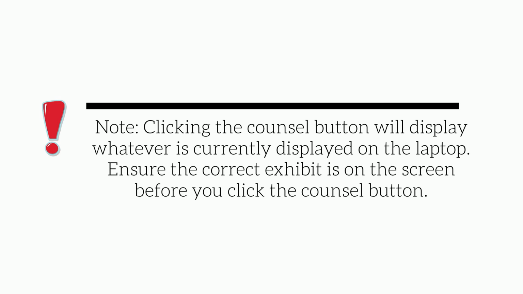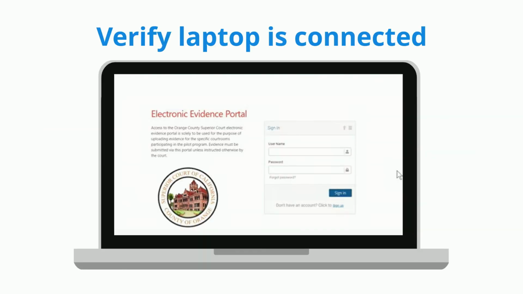Contact the courtroom personnel immediately if exhibits do not display after clicking the Counsel button, or if there are any issues with the volume. For parties appearing remotely for their hearing, contact the courtroom personnel for further instructions. Proceed with the following steps when you are ready to display exhibits. Ensure the laptop or device used to access the portal is connected to the evidence presentation equipment. If the laptop appears to be malfunctioning or off, contact the courtroom personnel immediately.